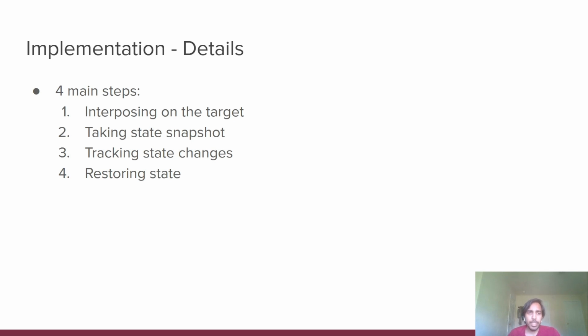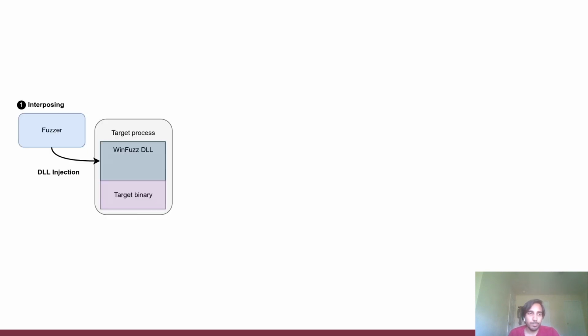Now, our implementation has 4 main steps that we follow. Number 1 is interposing on the target. Number 2, taking state snapshot. Number 3, tracking state changes. And number 4, restoring state. Now we'll look at each of these.